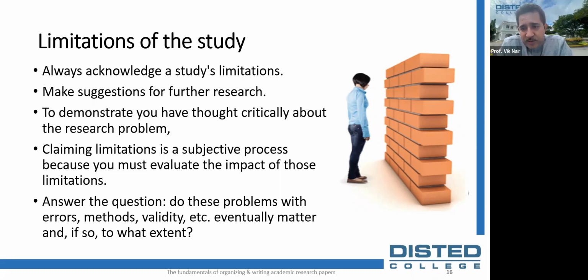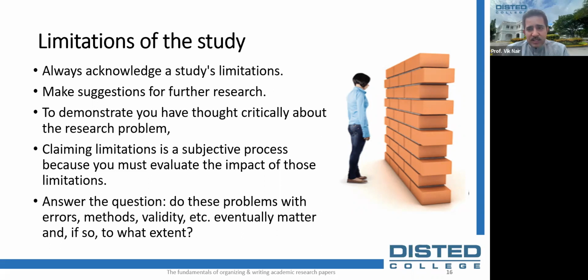Acknowledgement of a study's limitation also provides you with an opportunity to demonstrate that you have thought critically about the research problem, okay, and understand the relevant literature that has been published about it, and correctly assess the method chosen for studying the problem. So a key objective of the research process is not only discovering new knowledge, but also to confront assumptions and explore what we don't know, okay.